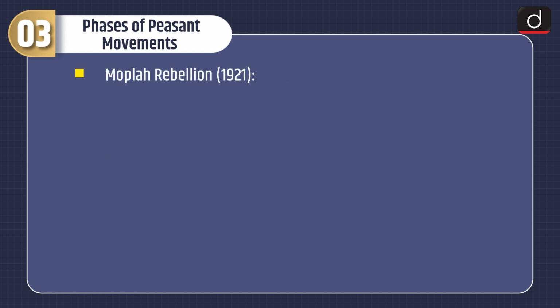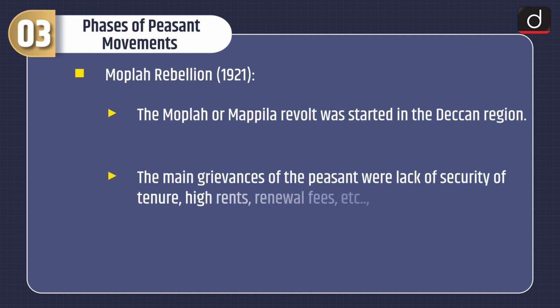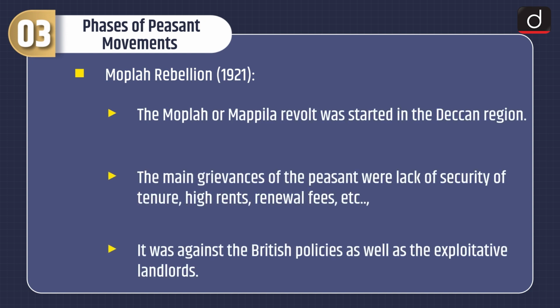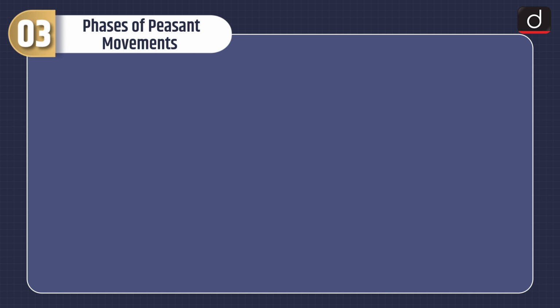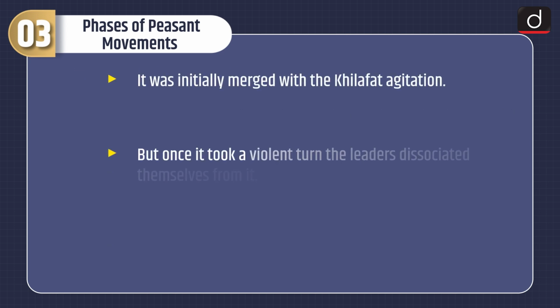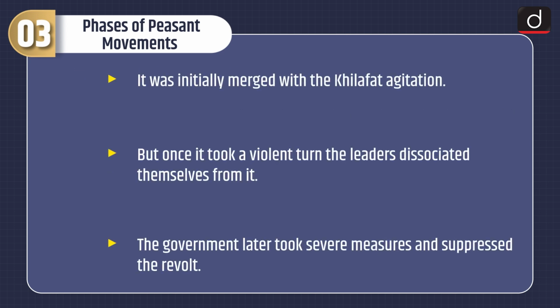Moplah Rebellion 1921. The Moplah or Mappila revolt was started in the Malabar region. The main grievances of the peasants were lack of security of tenure, high rents, renewal fees, etc. It was against the British policies as well as the exploitative landlords. It was initially merged with the Khilafat agitation. But once it took a violent turn, the leaders dissociated themselves from it. The government later took severe measures and suppressed the revolt.